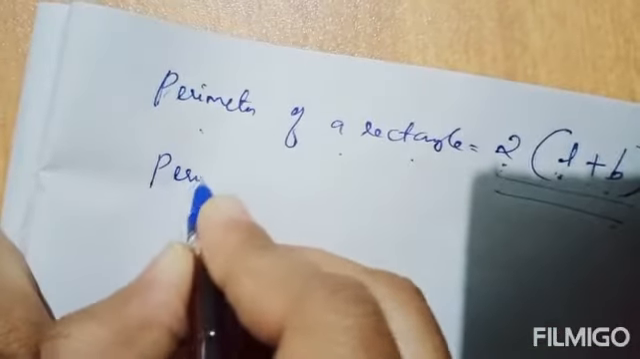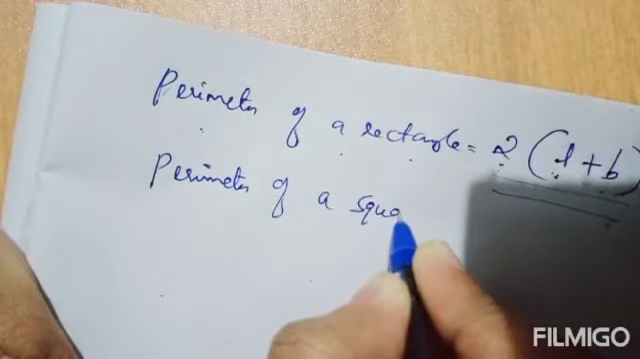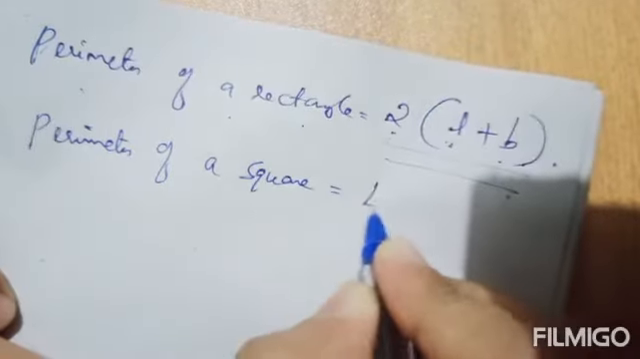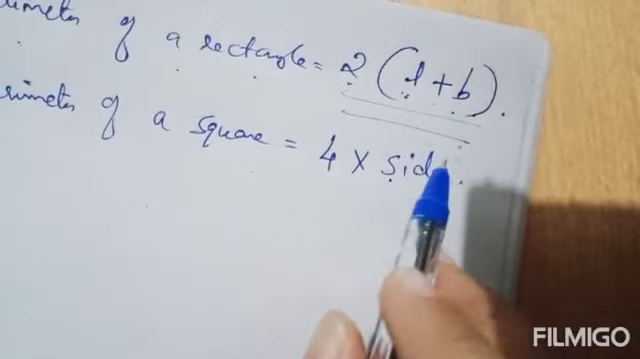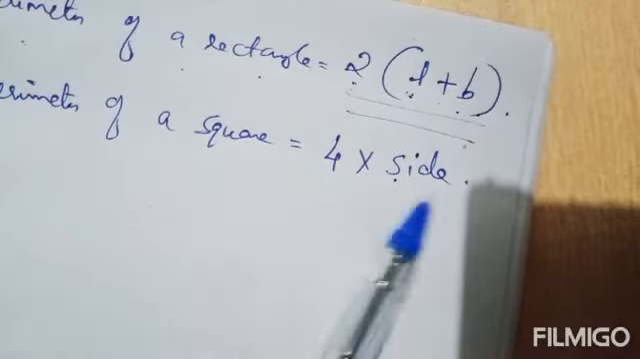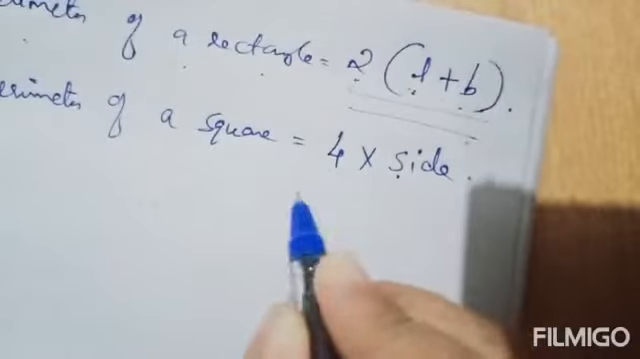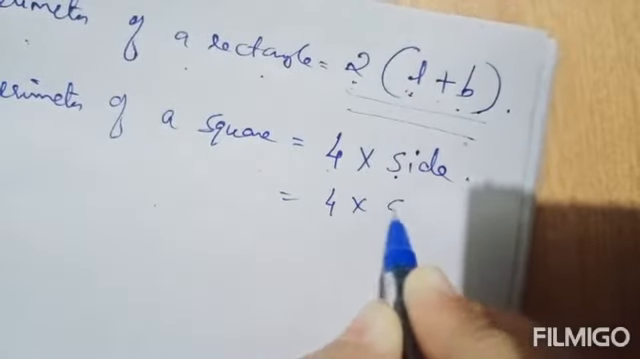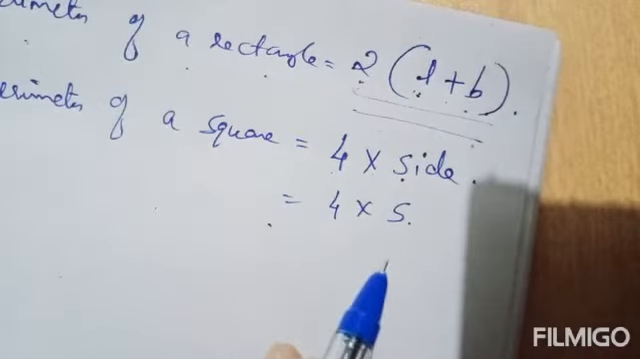Now the perimeter of a square. The formula is 4 into side. If its side is given, you can use this formula to find the perimeter of a square. That is 4 into side. We can write side as S, so 4 into S.